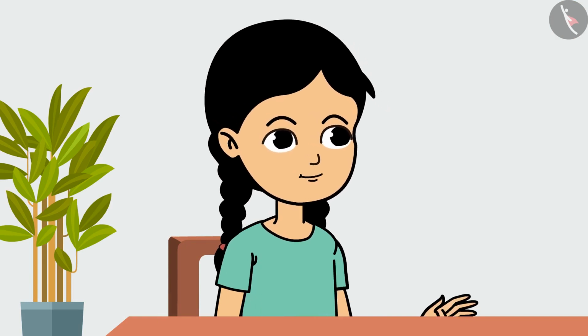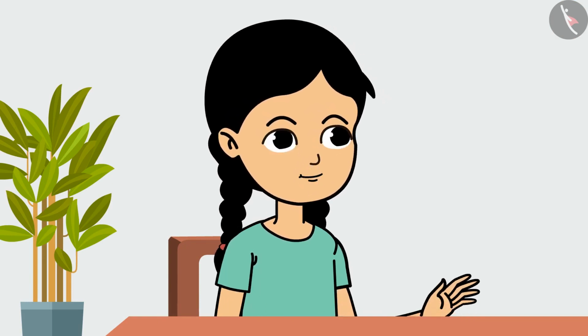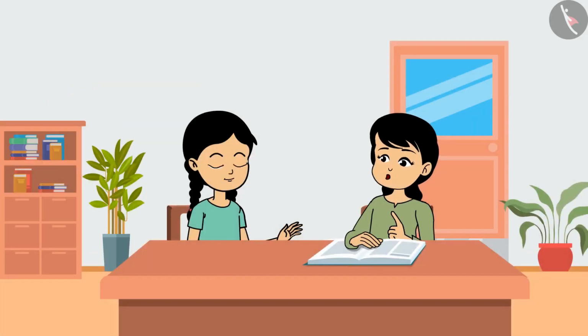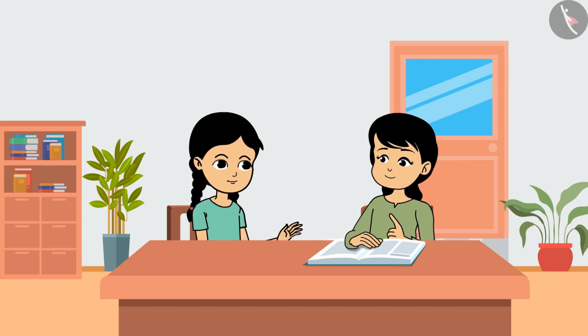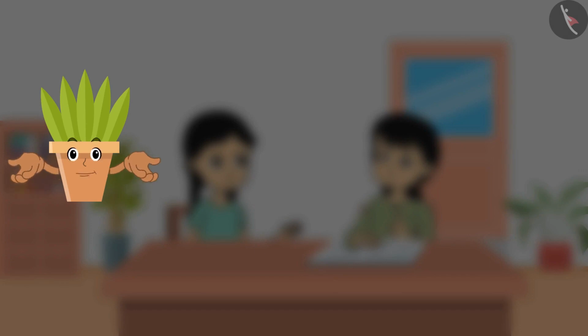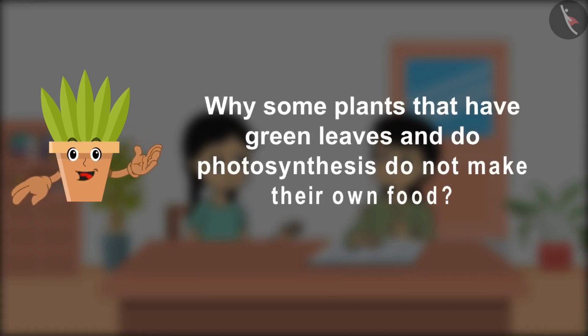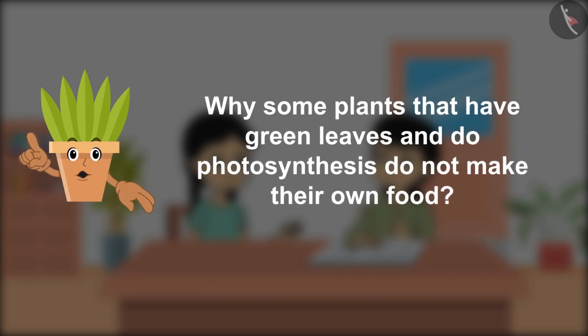These plants have turned out to be very intelligent. They do not even need to work. You know, they don't kill the host plants. The food, nutrients or water comes from them, isn't it? Children, can you tell why some plants that have green leaves and do photosynthesis do not make their own food?